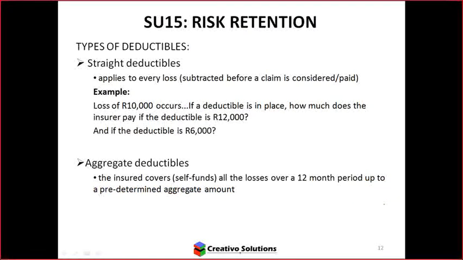Here's an example, just to highlight what I mean by a deductible. The first deductible we're going to be looking at is the straight deductible. Not straight line, straight deductible. A straight deductible applies to every loss, subtracted before a claim is considered or paid. So the example: we have a 10,000 Rand loss in the business. If a deductible is in place, how much does the insurer pay if the deductible is 12,000?